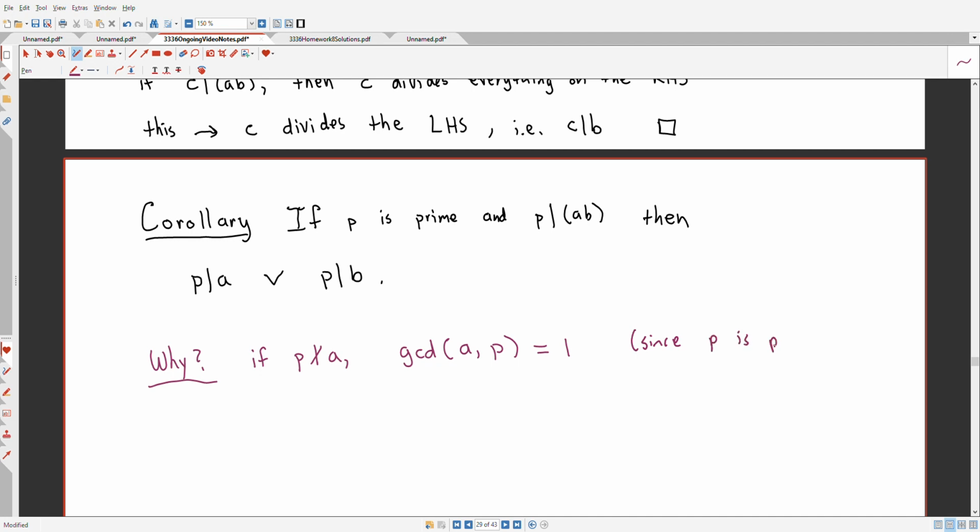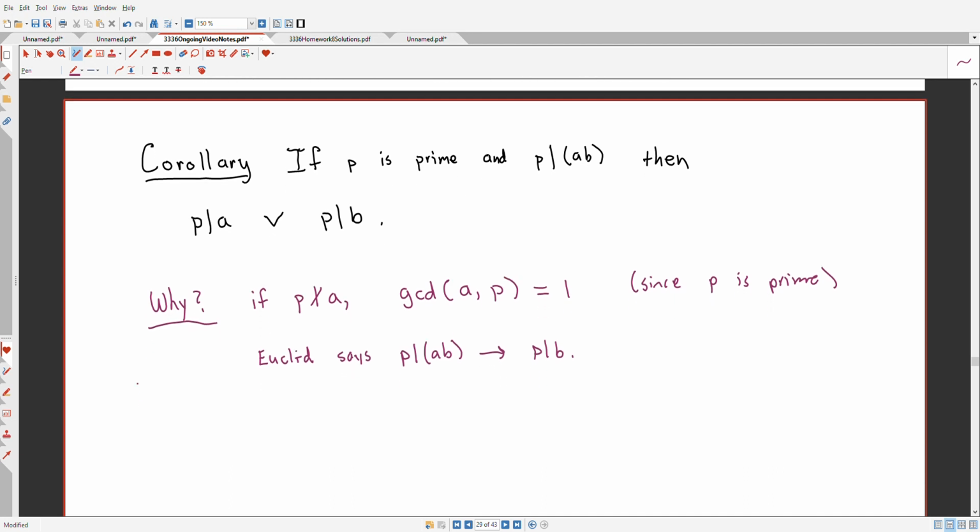So Euclid's lemma now tells us that P dividing A times B tells us P divides B. You could also say, okay, well, what if P didn't divide B? Then you would be forced to conclude that P divides A. So it turns out this corollary here is a key property of prime numbers. I want to point out this corollary is not true unless you know P is prime.